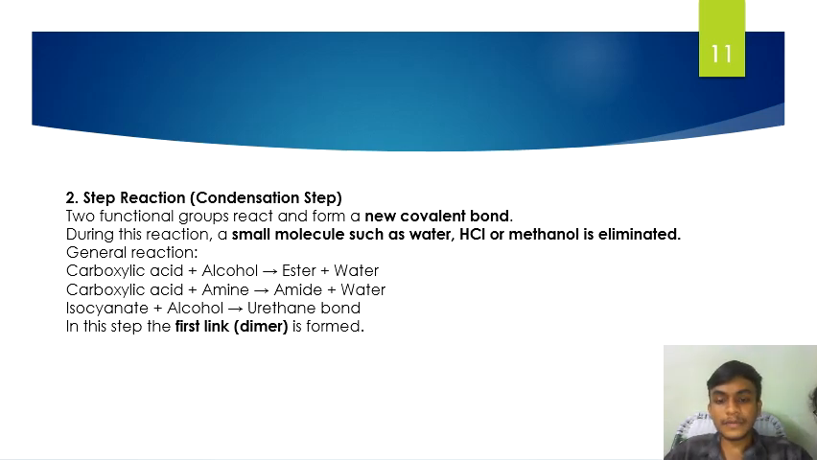In step growth polymerization, two functional groups react and form a new covalent bond. This step usually eliminates a small molecule such as water, HCl or methanol. This is why step growth polymerization is often called condensation polymerization. The first product formed is a dimer.